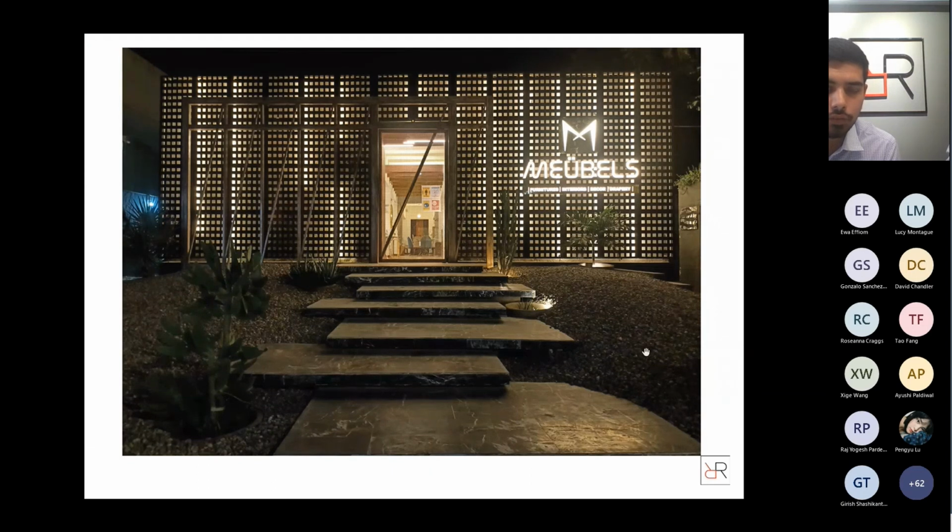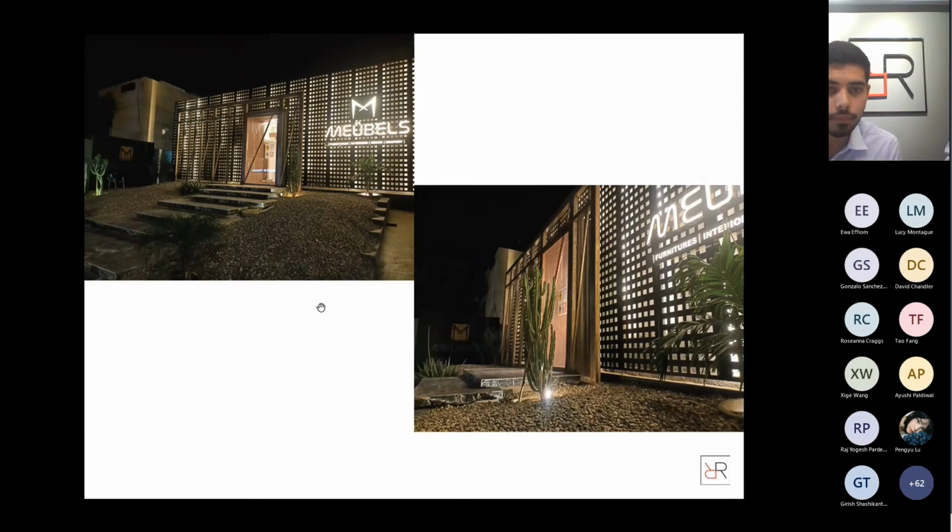Again, the use of landscape over here is something which is very important in terms of the climate that we are in. There's not a lot of rain throughout the year basically, and you have to go with the landscape which is sustainable for the type of climate that we're living in.